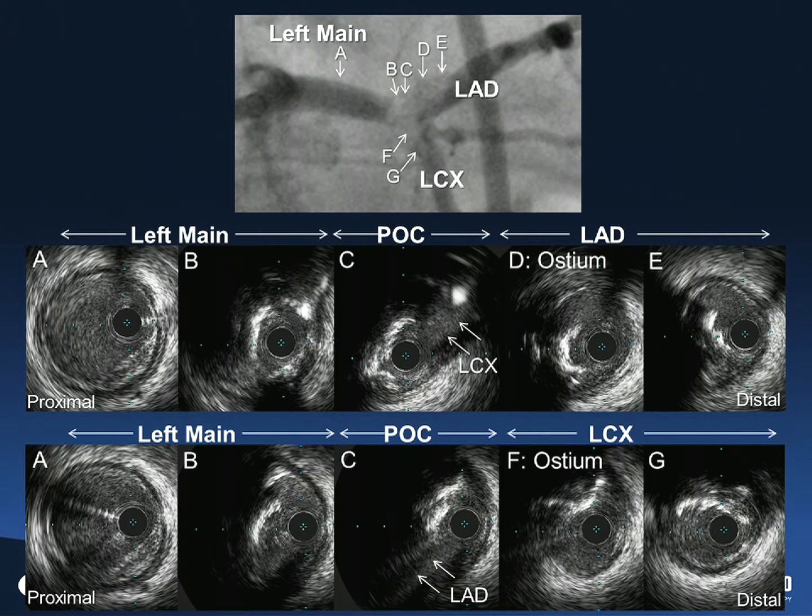Panel A represents the mid-left main. Panel B represents the distal left main just proximal to its bifurcation. Panel C represents the polygon of confluence, or POC. Panels D and E represent the proximal LAD. Panels F and G represent the proximal left circumflex.